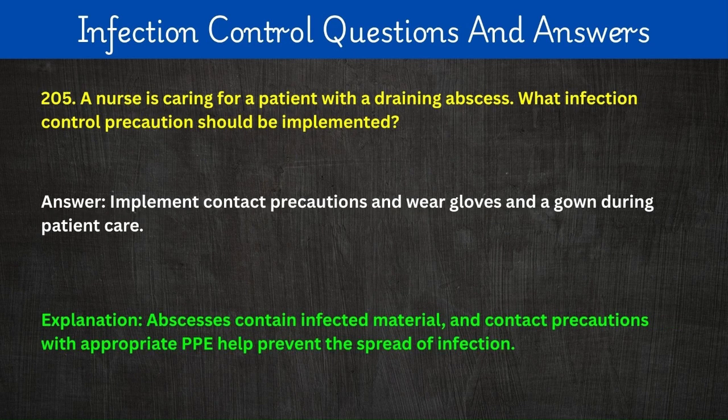205. A nurse is caring for a patient with a draining abscess. What infection control precaution should be implemented? Answer: implement contact precautions and wear gloves and a gown during patient care. Explanation: abscesses contain infected material, and contact precautions with appropriate PPE help prevent the spread of infection.